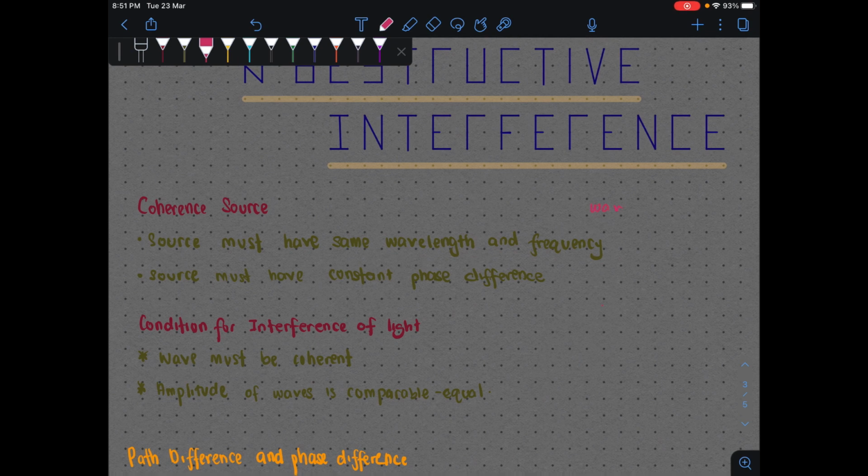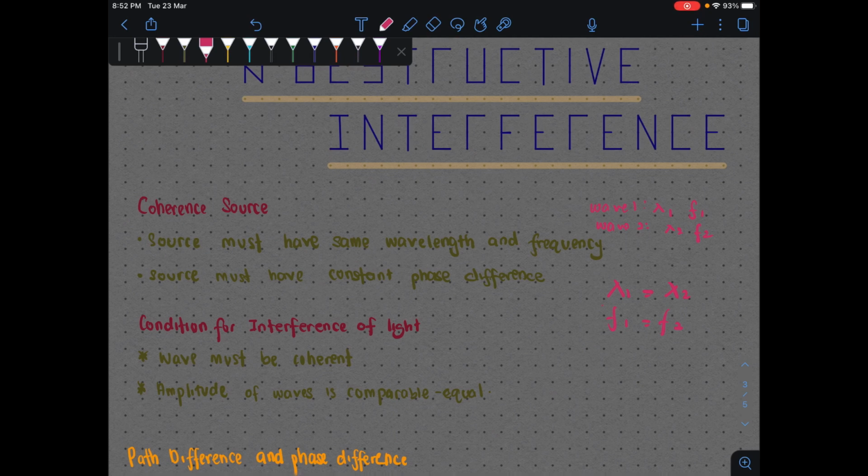Maksudnya kita ada wave yang pertama. Wave yang pertama dia akan ada lambda 1, dia akan ada frequency 1, wave 1. Wave yang kedua pula dia akan ada lambda 2, frequency 2. So your lambda 1 must equal your lambda 2 and your frequency 1 must equal your frequency 2. So kita akan ada this one here.